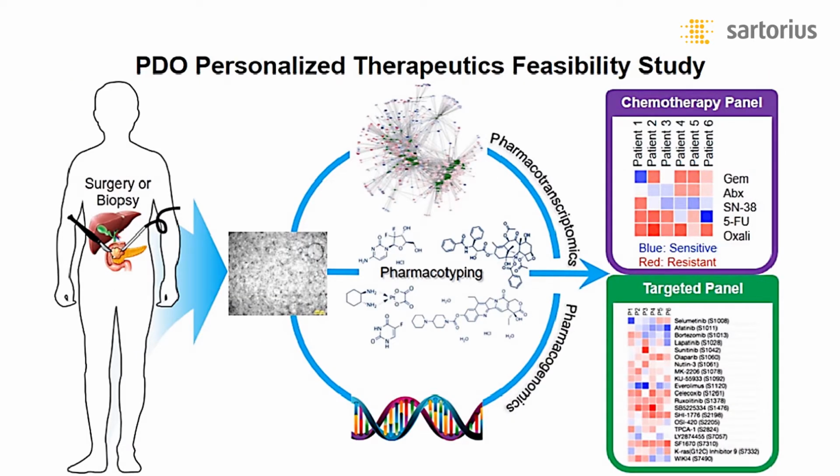So the next slide is a summary slide of the study that we conducted in human pancreas cancer using organoids. And so you should see a rather attractive picture of a human standing up with a scalpel pointing into the tumor that's in their pancreas, or a needle pointing into that tumor.